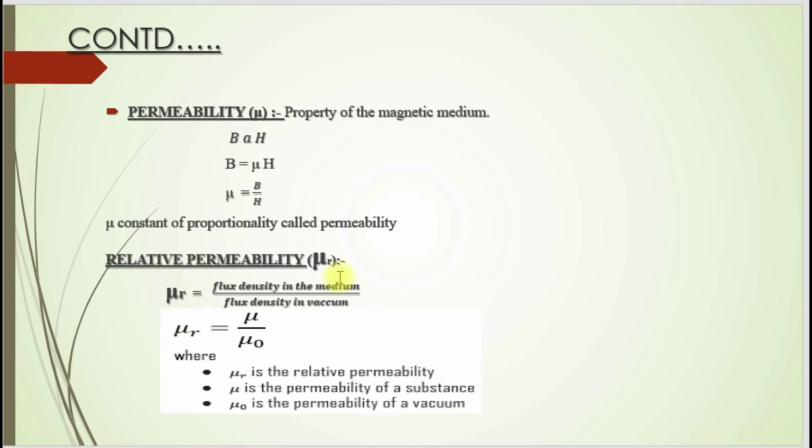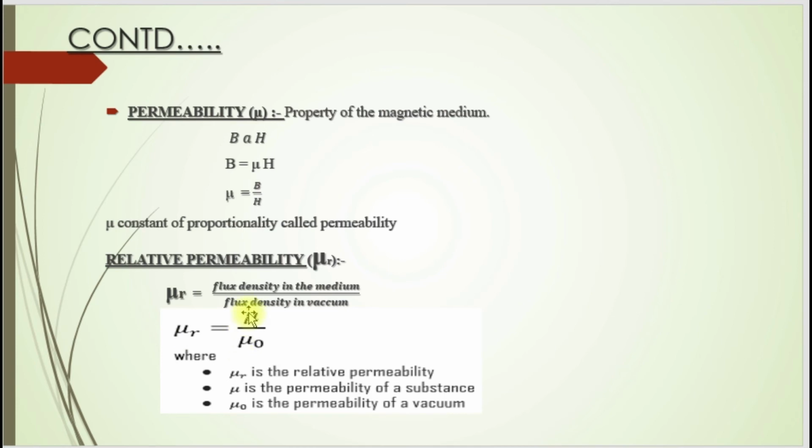Then relative permeability. What do you mean by relative permeability? Relative permeability of a medium or material is defined as the ratio of the flux density in that medium or material to the flux density produced in vacuum by the same magnetizing force. So mu r can be represented as flux density in the medium divided by flux density in vacuum. Here mu r is equal to mu divided by mu 0. That is, mu is equal to mu r into mu 0.